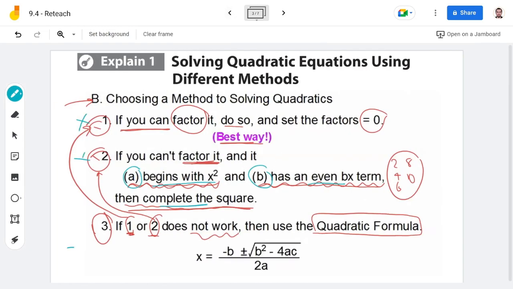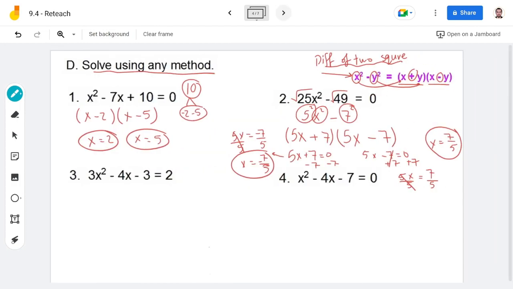So I have to go where? I have to use the quadratic formula. Now, let's use the quadratic. Now, A here is equal to what? A is equal to 3. B is equal to what? B is negative 4. C is equal to what? C is negative 3. Now, find the discriminant: B squared minus 4AC. So B squared is negative 4 squared, minus 4 times A, which is equal to 3, times C, which is equal to negative 3.